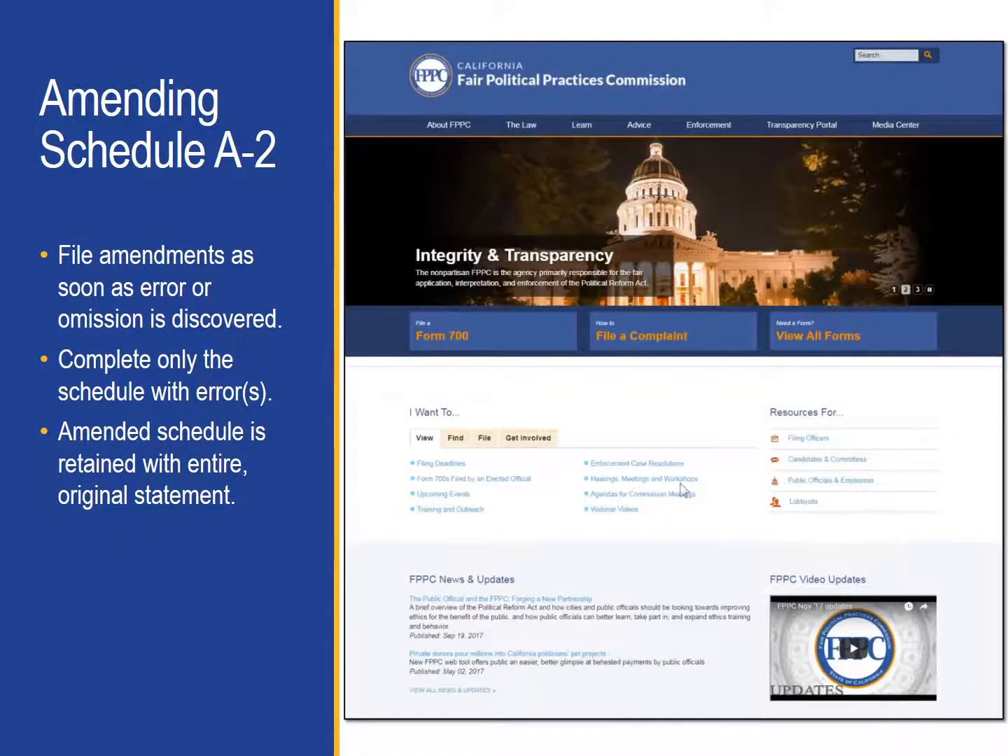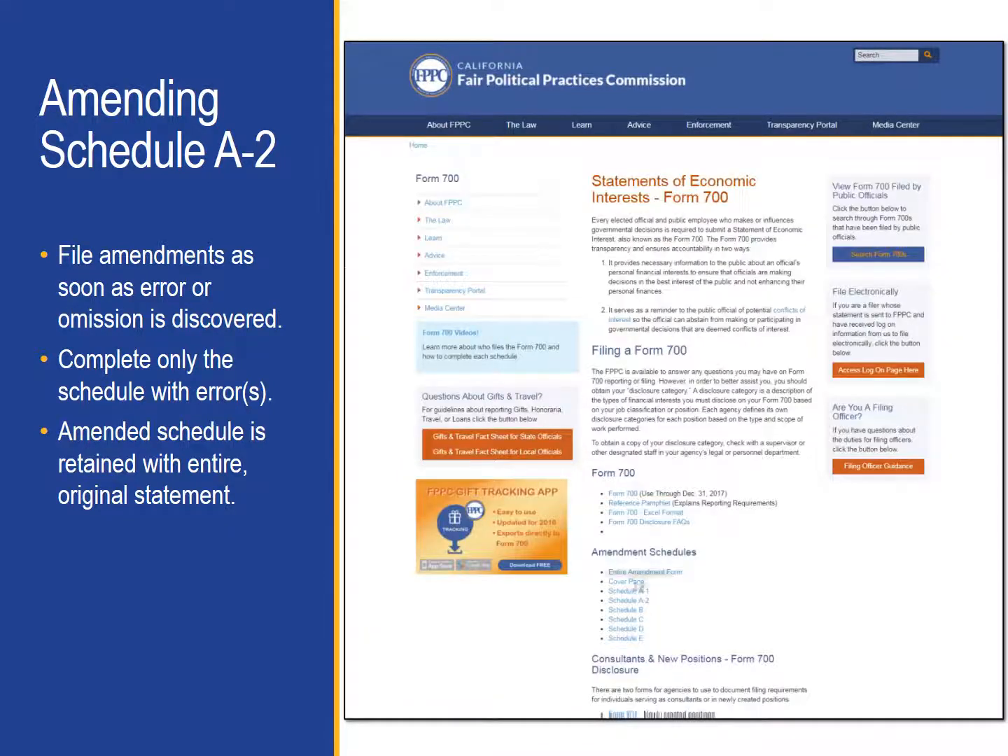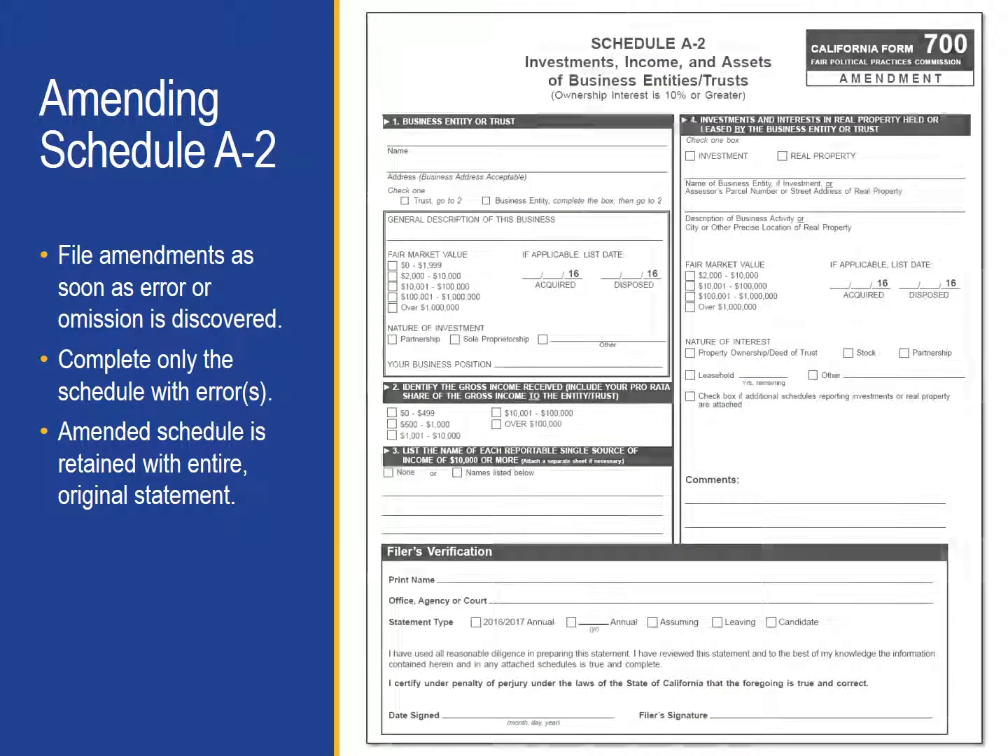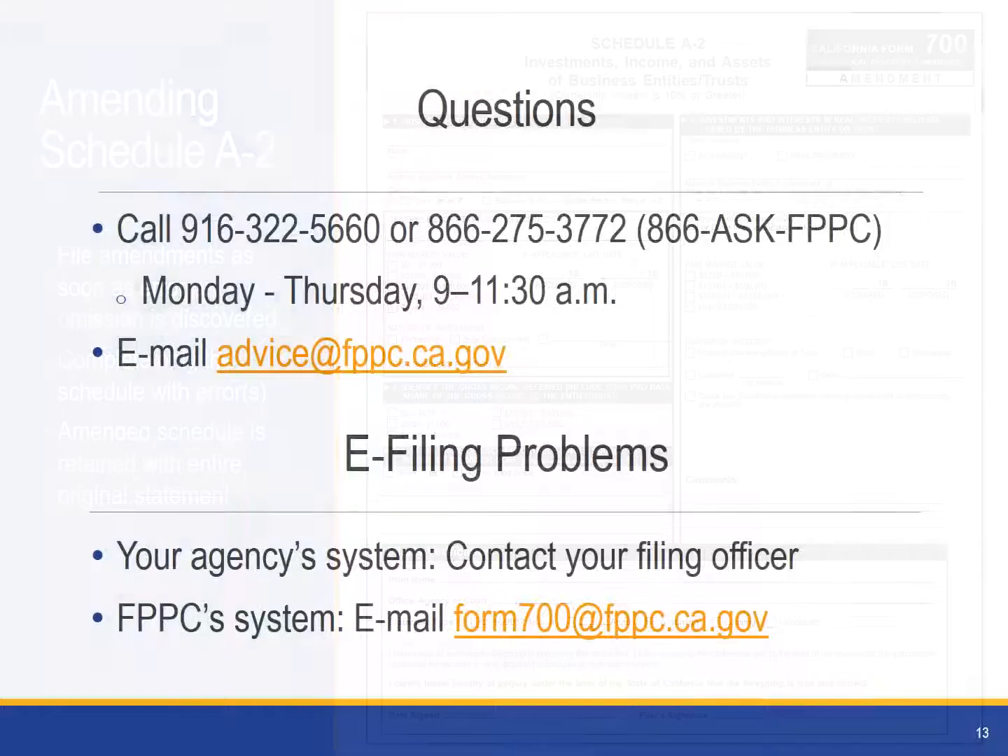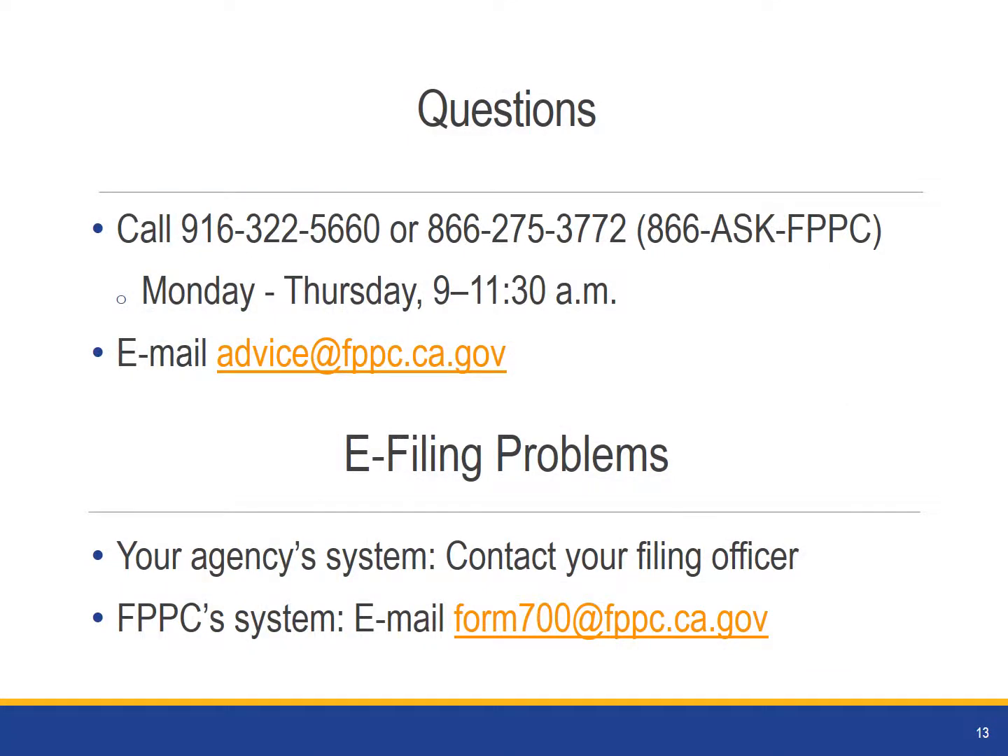If after submitting your completed statement you discover that you've made an error or left off a reportable interest, you should amend your statement as soon as possible. You do not need to complete the entire form again, only the schedule or schedules where there are errors. Amendment schedules are located on the Form 700 page. Please note that the amendment will be attached to your original statement and that your original statement will not be discarded.